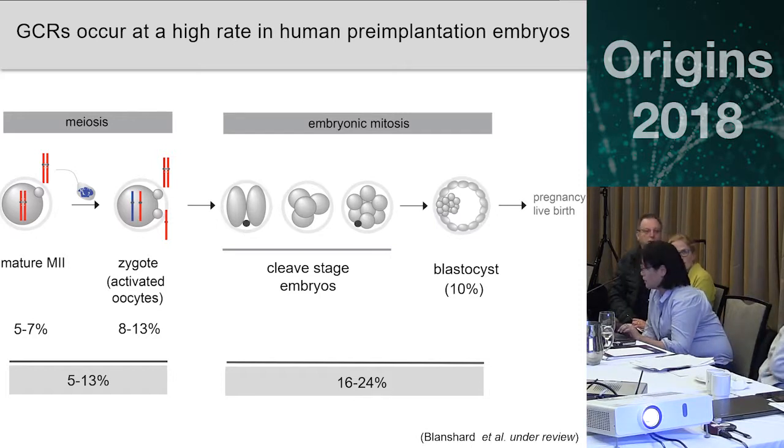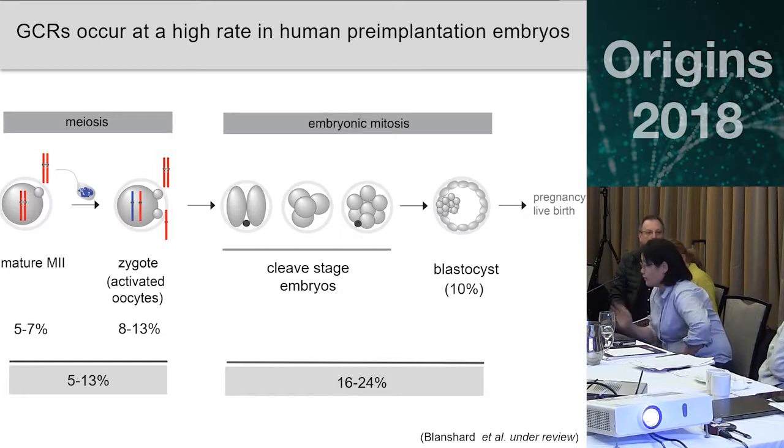And there the rates are estimated to be about 18 to 13%. And the majority of these events are reciprocal between the polar body and the egg. So I think that we now have evidence that these gross chromosomal rearrangements that we're looking at, at least some of them, are coming from our germline early on.